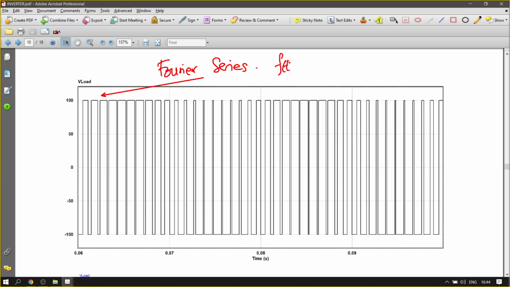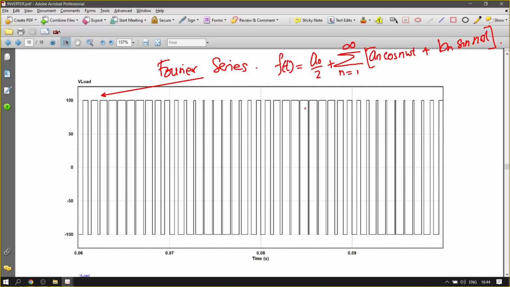F of T, any equation equals to A naught over 2 plus summation of n from 1 to infinity an cos n omega t plus bn sin n omega t. Is that it? AN cos n omega t plus BN sin n omega t.